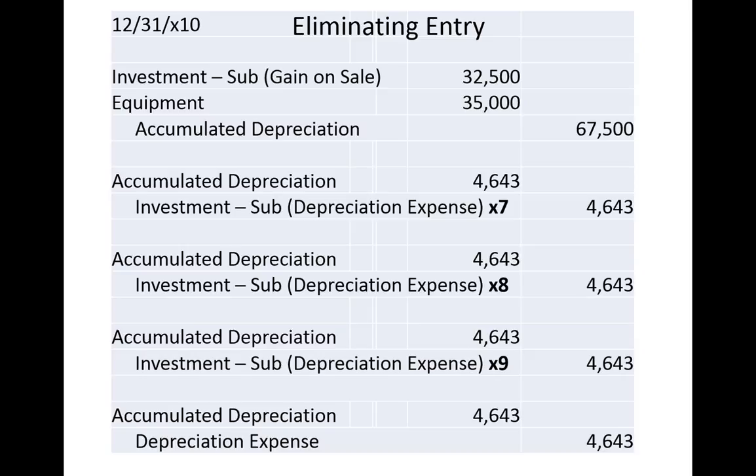So we see X7, X8, and X9, and this kind of ties into the previous learning objective when we said that we continue to make these until it's sold. We see the last EJE is to record the excess depreciation for year 10, and we can indicate that it is a current year number because we see depreciation expense there.